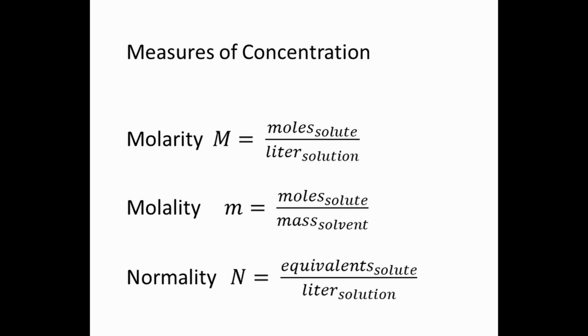The concentration or strength of an acid, base, or other solution can be recorded by one of three chemical measures of concentration: molarity, molality, or normality. Each of these measures of concentration is defined by its own equation.